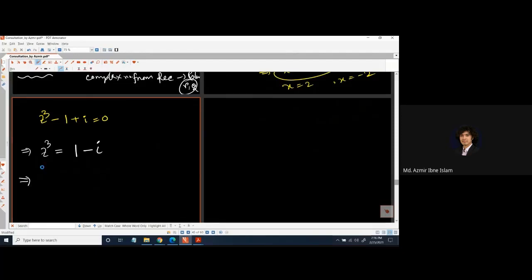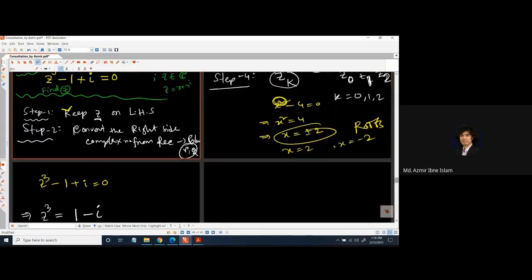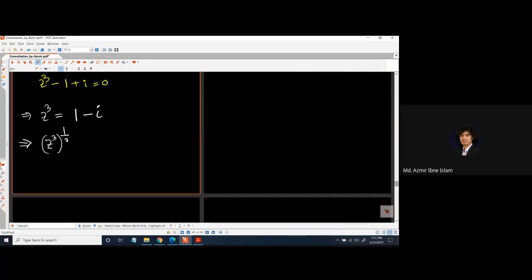And our target is to keep just z with power 1. We can do this simple algebra, that is the working rule from exponent. So 3 and 3 can be cancelled. We have now z. So z equal to 1 negative i power 3. So have you understood how we have reached to z? Yes, understood. z equal to 1 negative i power 1 over 3.